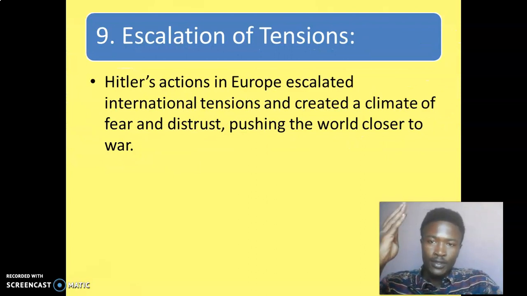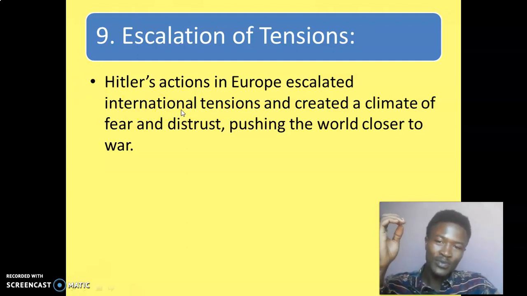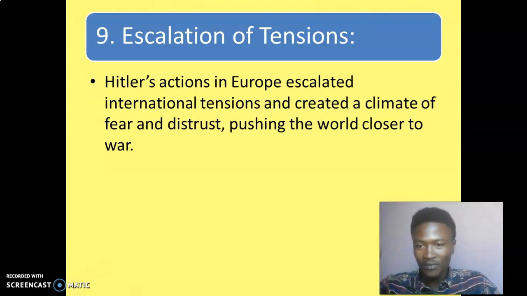The ninth reason, they are telling you, is escalation of tensions. What about it now? Hitler's actions in Europe increased international tensions and created a climate of fear and distrust, pushing the world closer to war. So when Hitler came to power, he's now unifying Germany with Austria. He goes on to take the Sudetenland and Czechoslovakia.